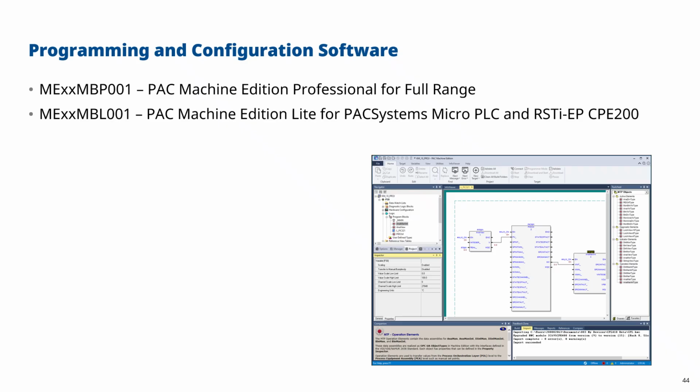If you've got a micro PLC or a CPE 200, we also have a light version, which is MBL001. And there is another part number. There's also MPP, which is the Pro Plus version, and that's used if you want to integrate our safety system or if you want to use MTP. But for the majority of applications, MBP covers the full range, including the edge controller, and then for CPE 200 only in micro, it's MBL. So you could add that on as an extra line.